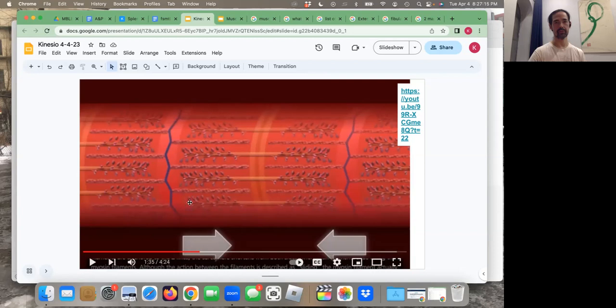Starting with motor nerve impulse and ending with, and then going to contraction and then ending in relaxation or recontraction. So let's just review the terms one more time.